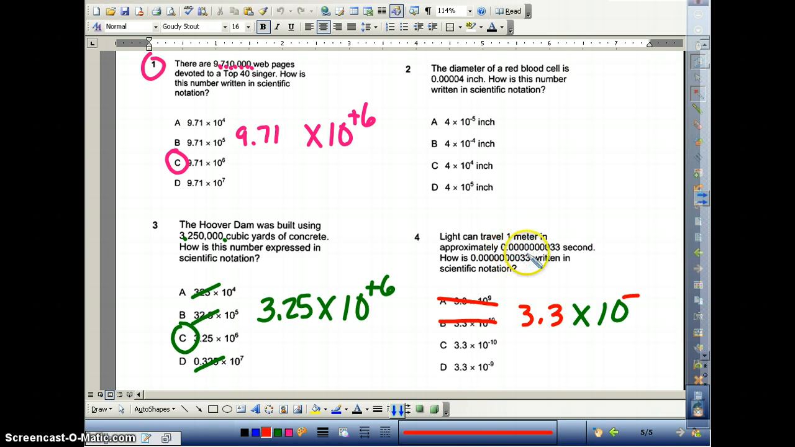How far did you move the decimal point? Be careful. -10 and -9 are very close to one another. You've got to be careful in counting.